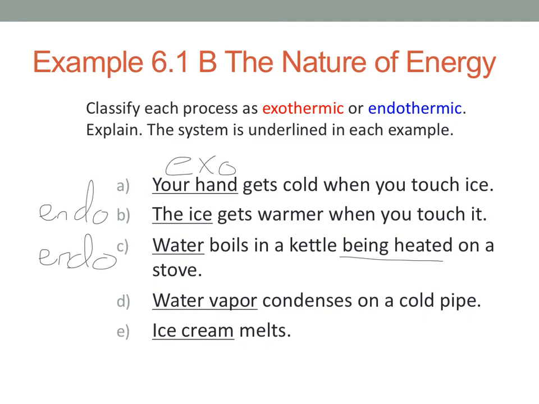Water vapor condenses on a cold pipe. So there's gas to liquid. It's getting colder. It's losing energy to turn into a liquid. Ice cream melting. Well, if the ice cream is heating up in order to melt, energy must be going into the ice cream. So that's endothermic.